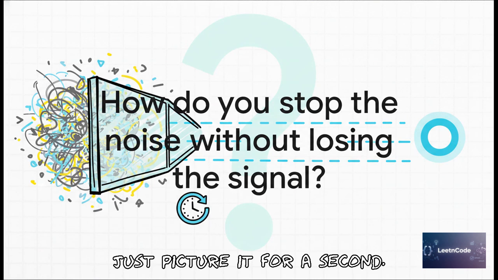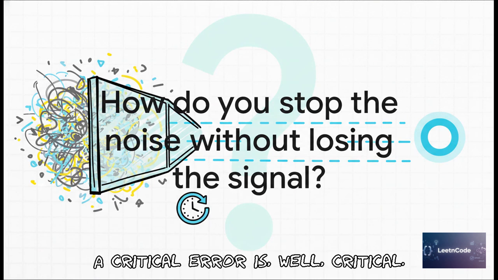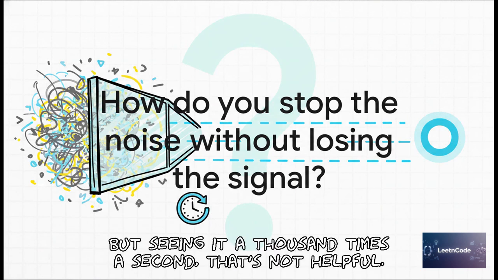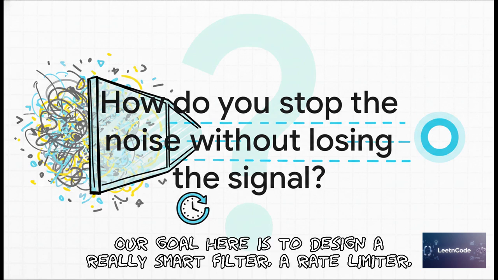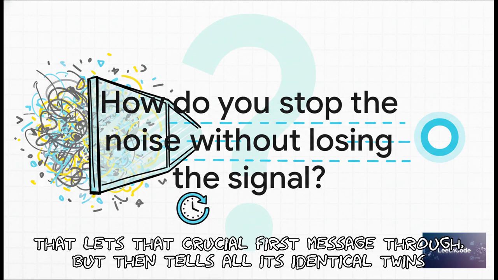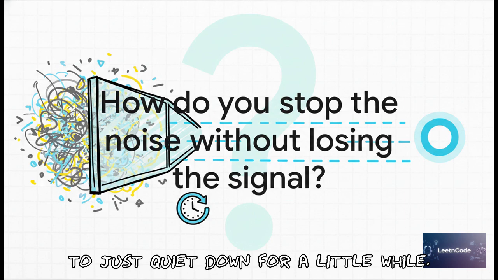Just picture it for a second. A critical error is, well, critical, but seeing it 1,000 times a second, that's not helpful. That's just noise. Our goal here is to design a really smart filter, a rate limiter, that lets that crucial first message through, but then tells all its identical twins to just quiet down for a little while.